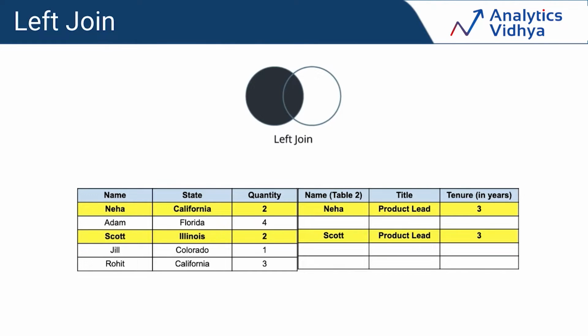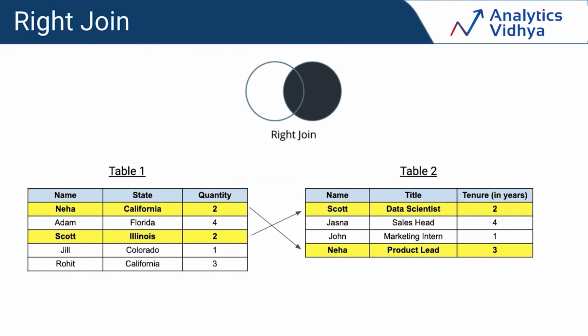A right join works in pretty much the same fashion, except this time the right table will be the primary table. The right join finds the corresponding matches from the left table, and the values in the left table that do not have any corresponding match in the right table are discarded.